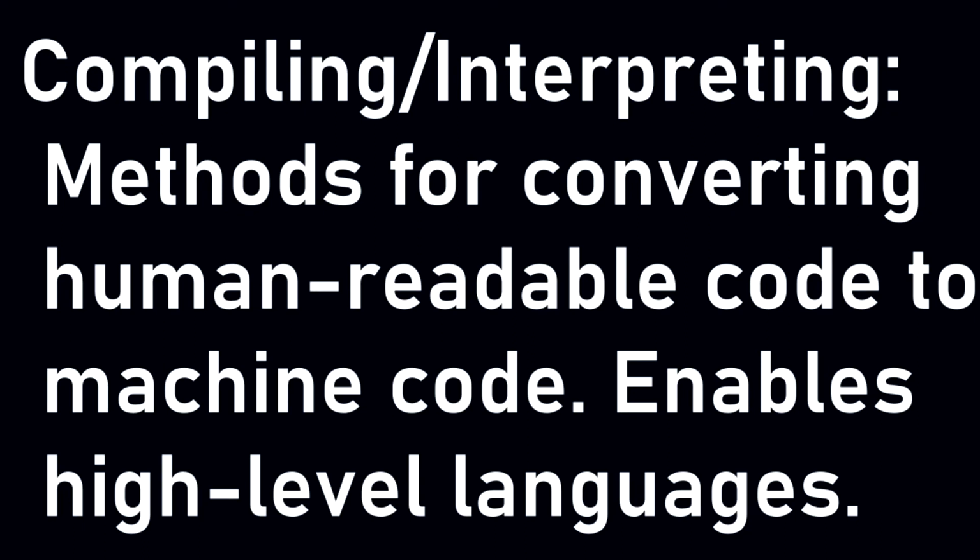Compiled code will run faster since the translation has already been done, but interpreted code will run on a wider variety of machines as the translation happens on the machine at runtime. Java uses compilation to create what is called bytecode, which is then interpreted at runtime by the JVM, which is the Java virtual machine, which will interpret bytecode into machine code for a given machine.